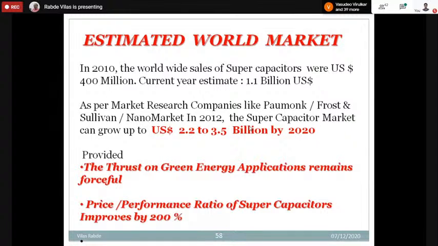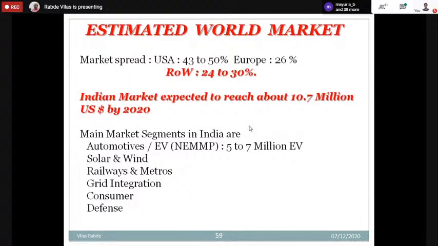Because of COVID, it might have been affected. Provided, of course, it has got ifs and buts. The thrust on green energy applications remains forceful. Price and performance ratio of supercapacitors improves by 200%, which is happening because every year the price is reducing and performance is improving. Performance means the tan delta losses are getting reduced in the design. Market spread in USA is 43 to 50% and Europe 26%. So the rest of the world will be 24 to 30%.